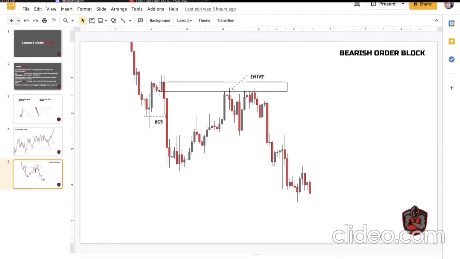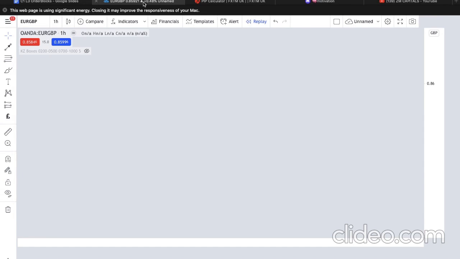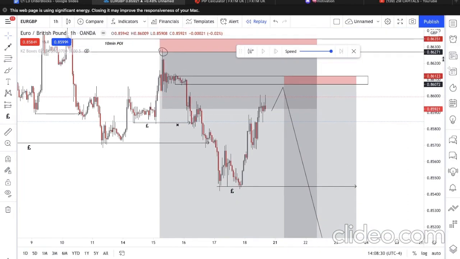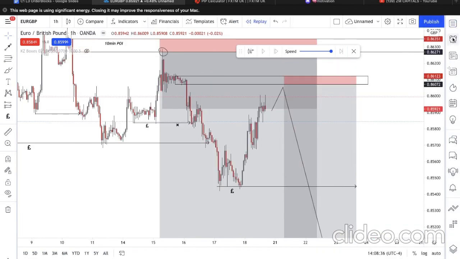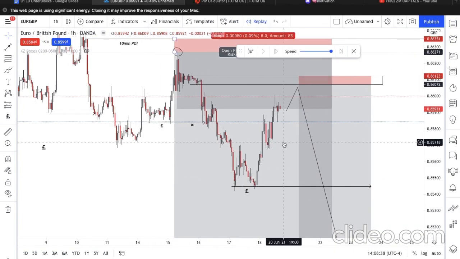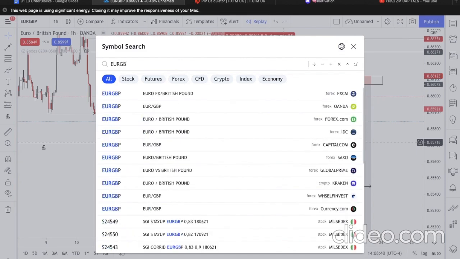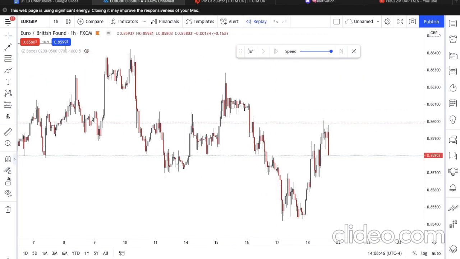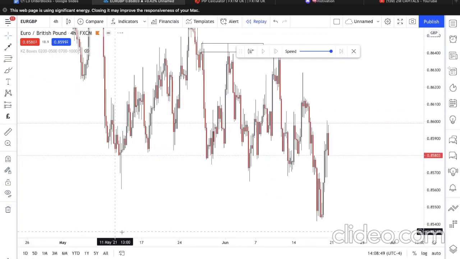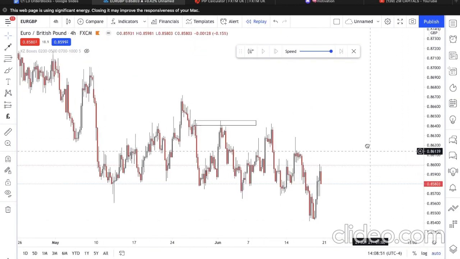So that's basically it for order blocks, but I'm just going to go through a quick example with you guys before I move on to lesson 4. Let's just stick to EG, and let me show you. Let me just clear up the chart. Actually, let me go to a fresh one. Euro GBP. There we go, that's a clean one. Now let's head over to that 4-hour. Sweet.